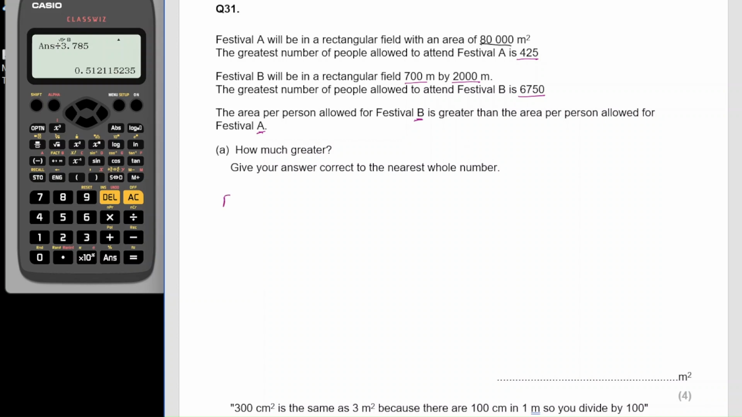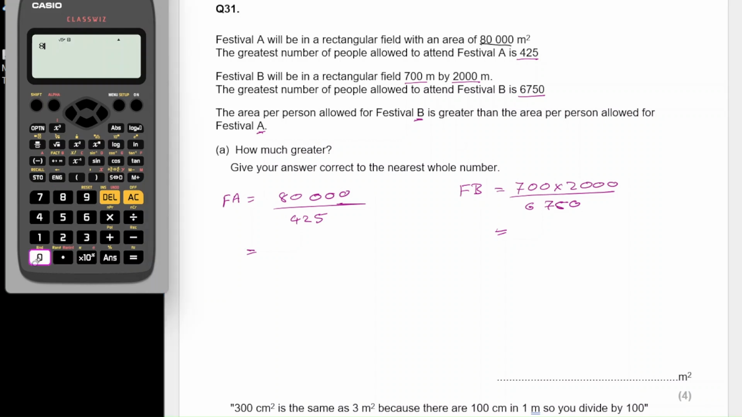So if we start with Festival A, that would be 80,000, the area, divided by the number of people, divided by 425 equals, and I'm going to come back to that. For Festival B, we haven't actually got the area, we've got the dimensions. So 700 times 2,000 divided by the number of people, 6,750. So we go 80,000 divided by 425. So we've got an area per person of 3,200 over 17. Not going to decimalize it.